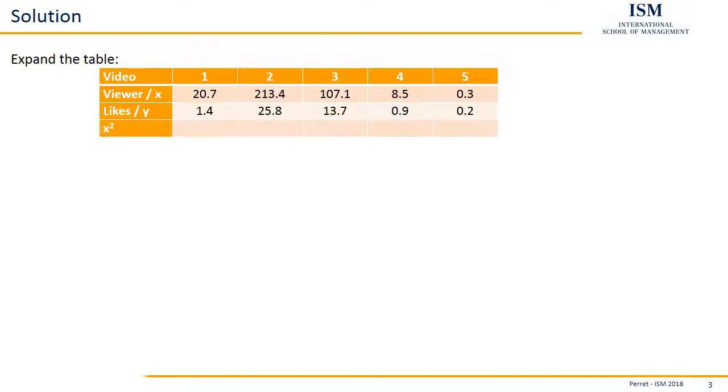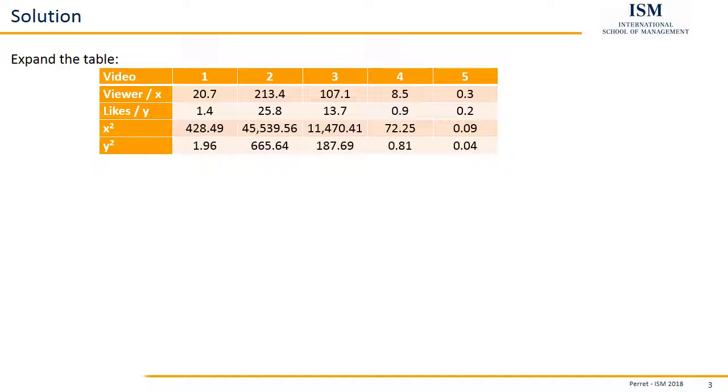In the first row we put x squared, so 20.7 to the power of 2, 213.4 to the power of 2, and so forth for all the 5 values. Then in the next row we do the exact same thing but for y, so 1.4 to the power of 2, 25.8 to the power of 2, and so forth. And finally in the third row we calculate x times y, so 20.7 times 1.4 giving this, 113.4 times 25.8, and so forth.